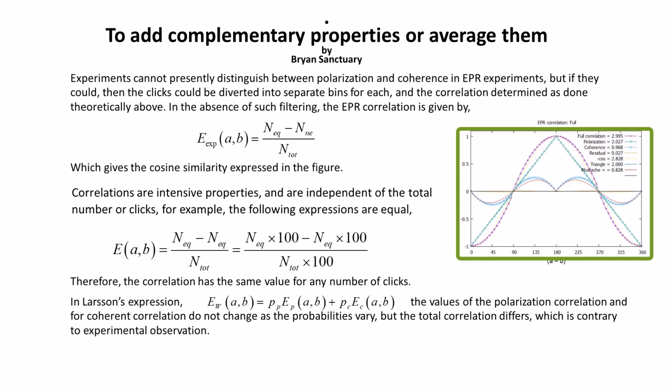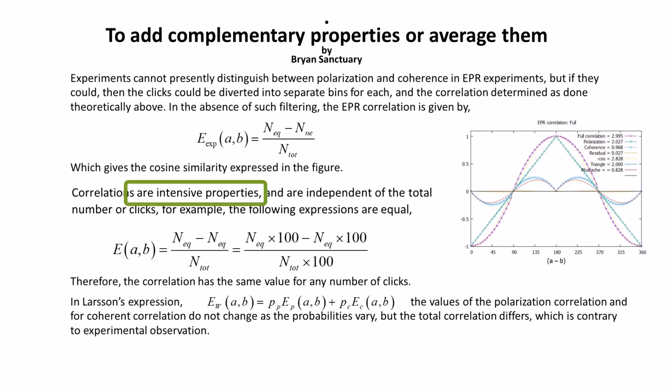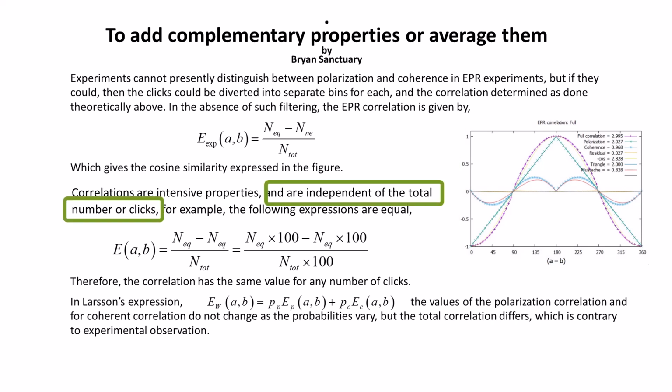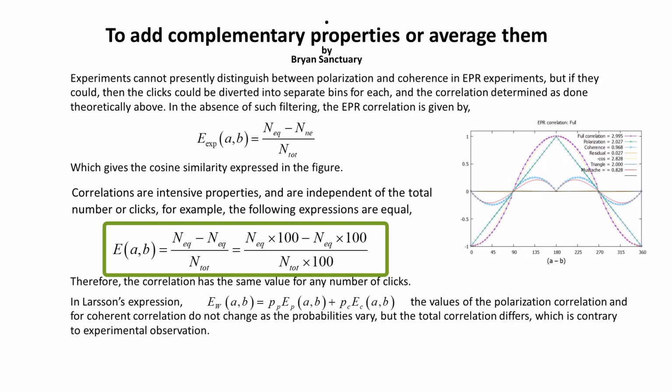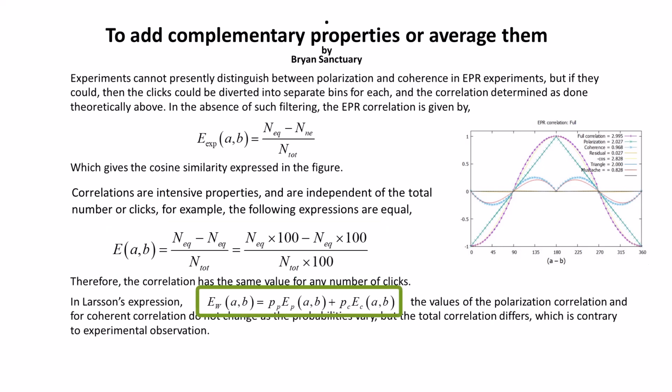Now, correlations are intensive properties. That is, they are independent of the total number of clicks. For example, the following expressions are equal, even though one has 100 times more clicks than the other. Therefore, the correlation is intensive and has the same value for any number of clicks. Now, Larsson's expression is the weighted sum over the probabilities, but the values of the polarization correlation and the coherent correlation do not change as the probabilities vary.